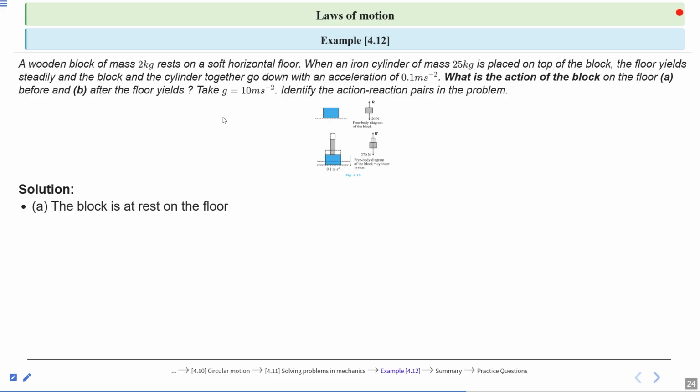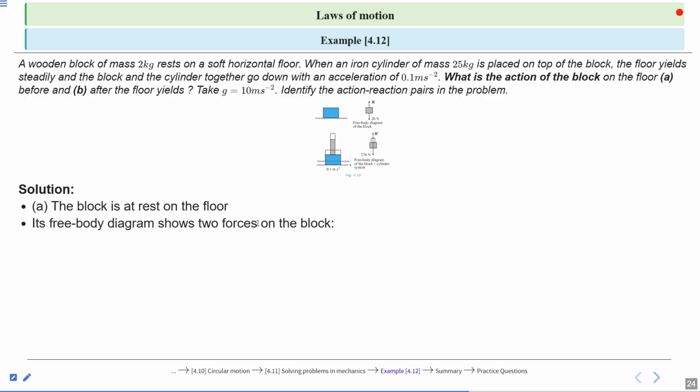If we talk about part A, initially the block having mass 2 kg is at rest. So its free body diagram shows two forces on the block. Yes or no? The block is at rest on the floor. So in that case, there are two forces on the block.